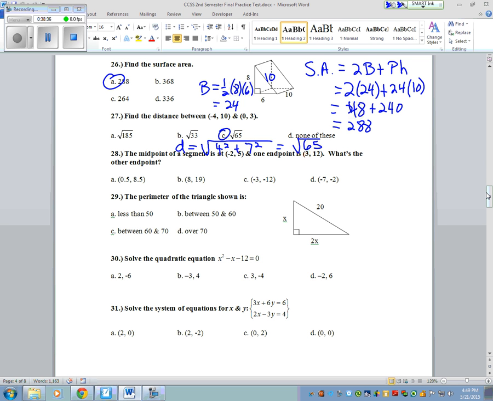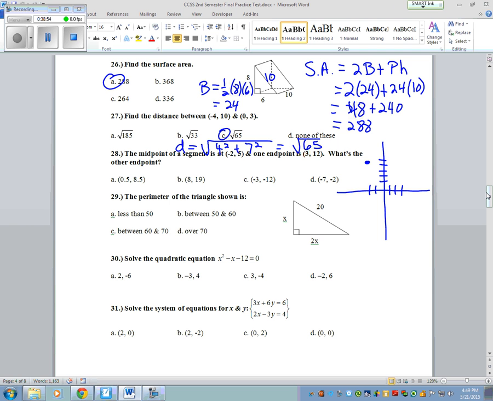Okay. So 28, it says the midpoint of a segment is at -2, 5. So draw a quick sketch here. We got the midpoint at -2, 5: 1, 2, 3, 4, 5. I'm going to run out of room here. Then we have the other endpoint at 3, comma, way up here at 12.